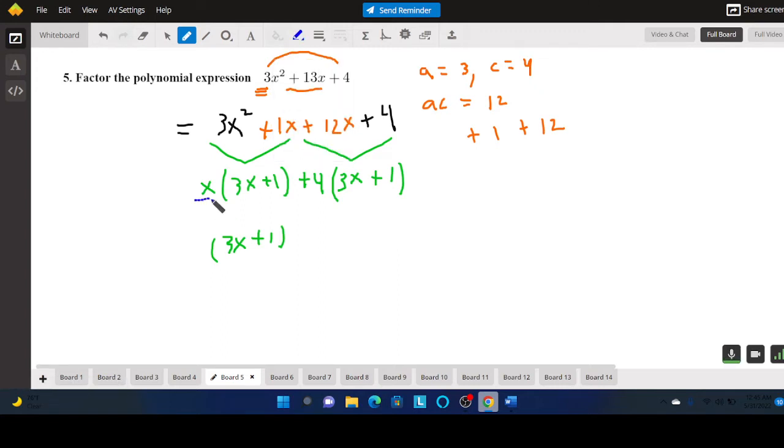From the beginning, that leaves us with an x, and from the back, it leaves us with a plus 4. So our other factor is x plus 4. This is factored completely, and you can check it by using box method, FOIL, or distribution property.